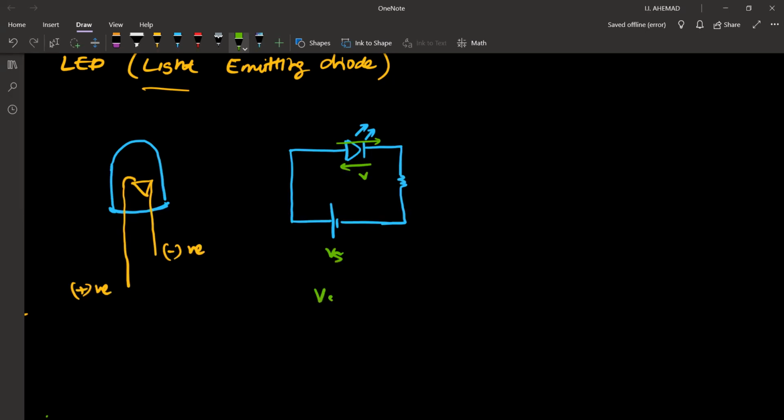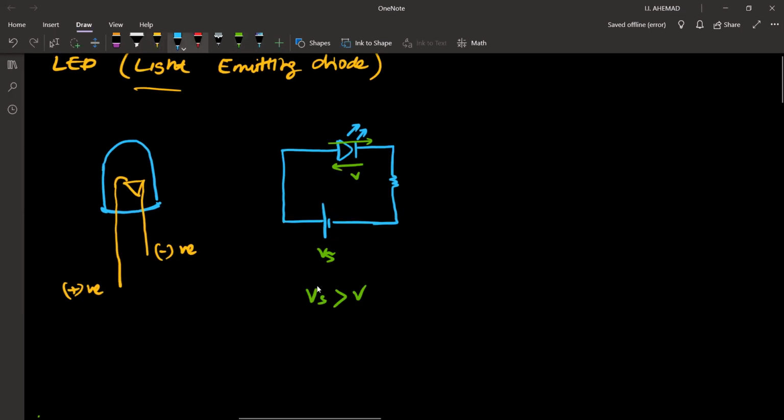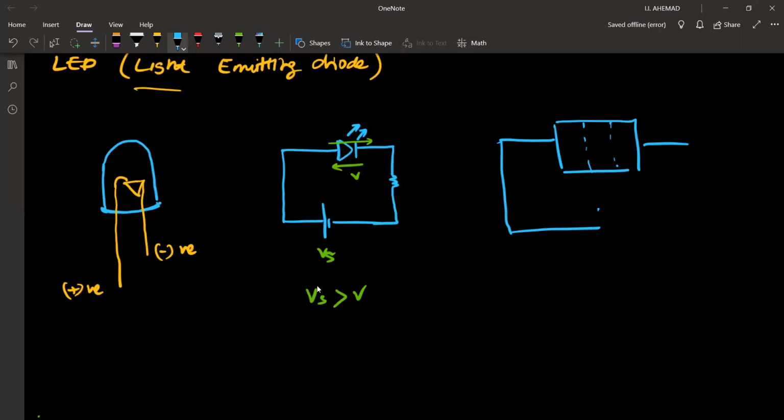Here Vs has to be greater than V, where V is the forward bias voltage. Just like a normal junction diode, this one also has the same characteristic, the same mechanism. Here you have the p-type semiconductor and n-type semiconductor, where the p-type is connected to the positive terminal and the n-type is connected to the negative terminal when they are forward biased.